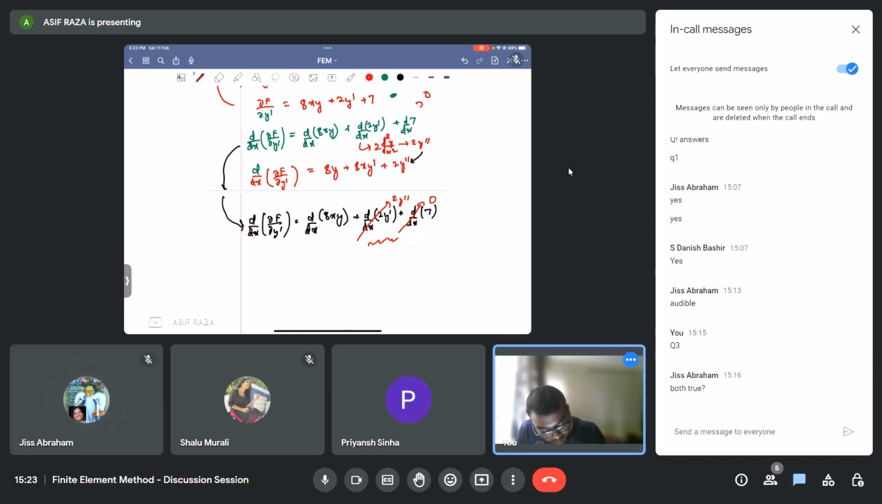Now we are left with this. So we have to apply the chain rule, sorry, product rule to this. So when we take the derivative d by dx of 8xy, it will be 8x dy by dx plus 8y dx by dx. So this is 8x y prime plus 8y, which is what I wrote here.